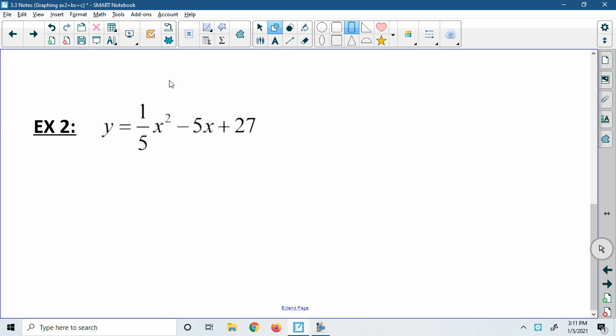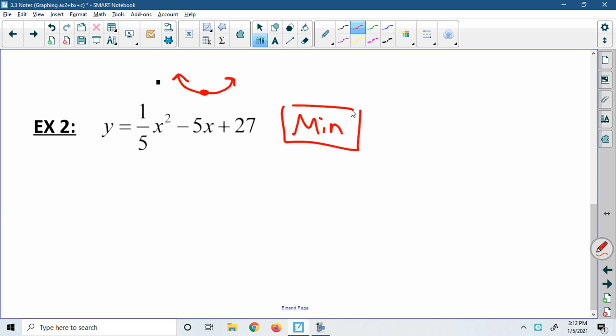This parabola would be a smiley face parabola. And so it would have a minimum value. It wouldn't have a maximum value because on each side it would keep going up clear to infinity as it got farther and farther out. Okay, so we need to find that minimum value. That would be the vertex.